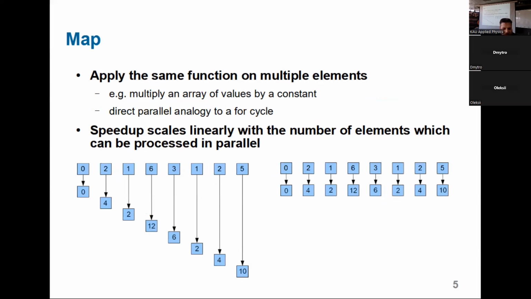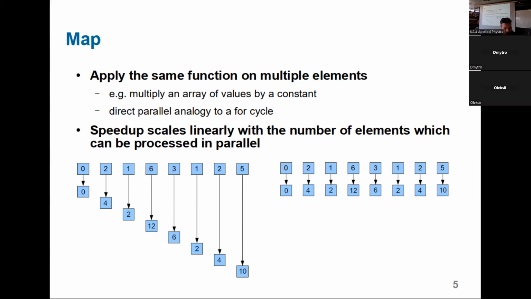The second fundamental algorithm is the so-called map, and map is simply applying the same function to multiple elements at the same time. For example, if I want to multiply each of the elements in an array by a constant, I can use this map function. I can map that multiply function to that array. When I talk about function here, I mean multiply by 2, let's say, and I map that multiplication on the array.